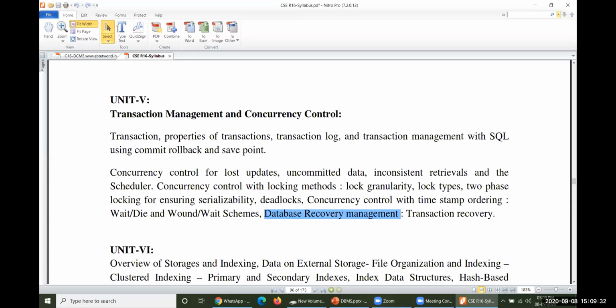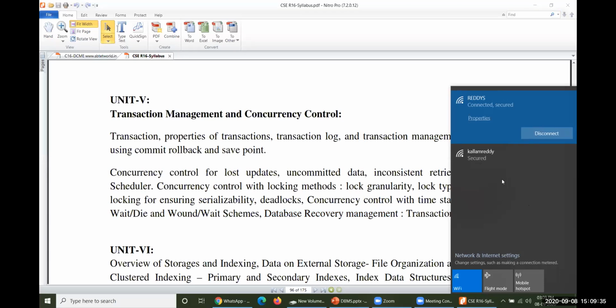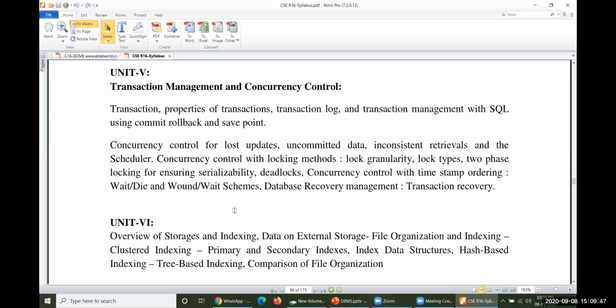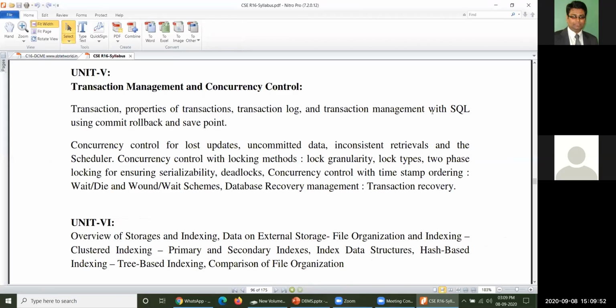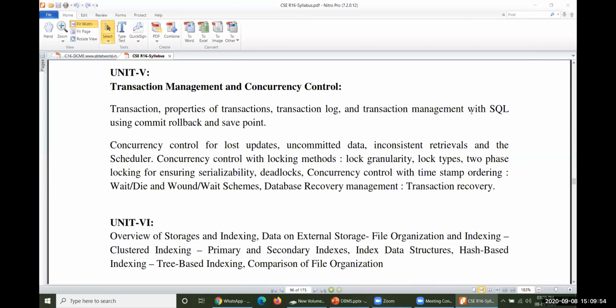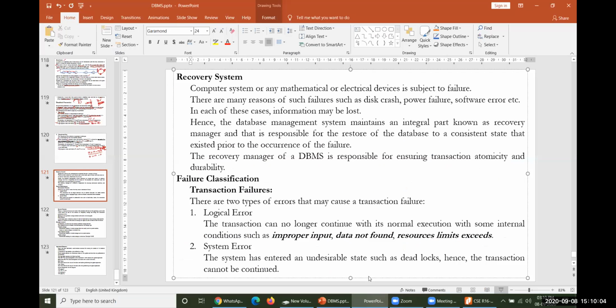This recovery management system will take approximately 3 classes, I mean 350 minutes. After 350 minutes, we will enter into unit number 6, that is indexing. Everything will be discussed in future. However, let us continue without any delay with database recovery management. What actually is recovery, and how could recovery be taken into consideration?